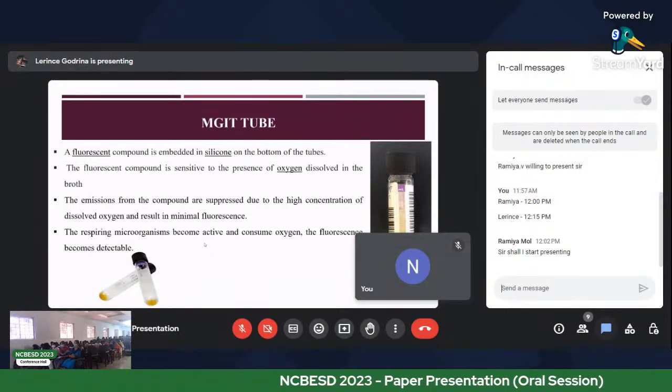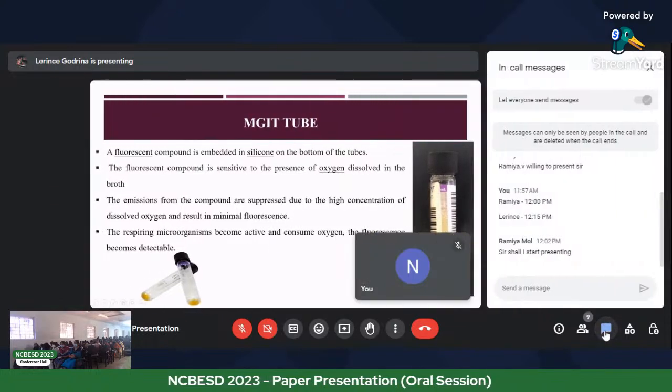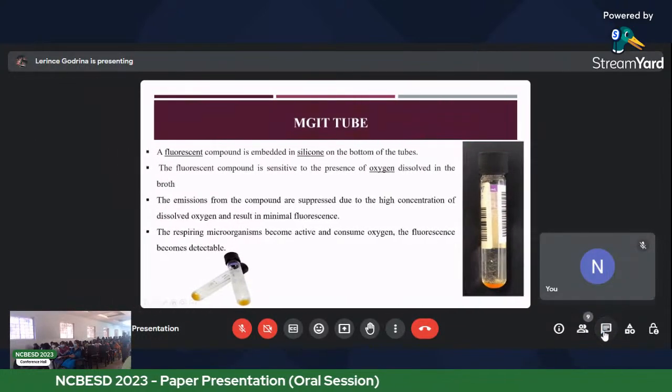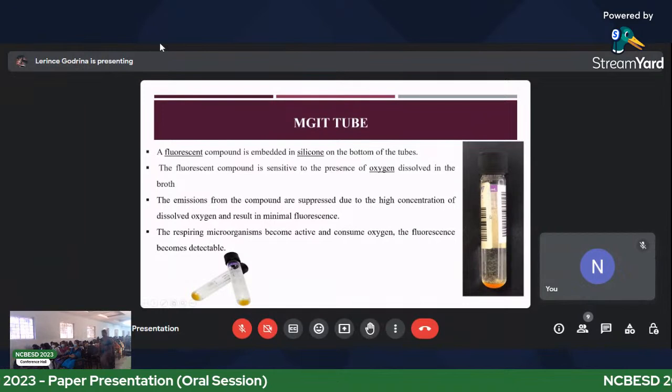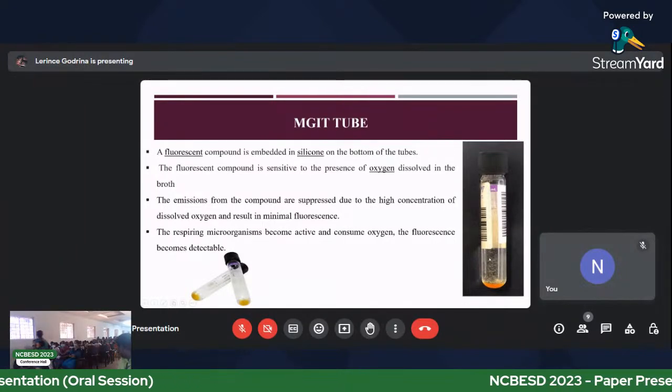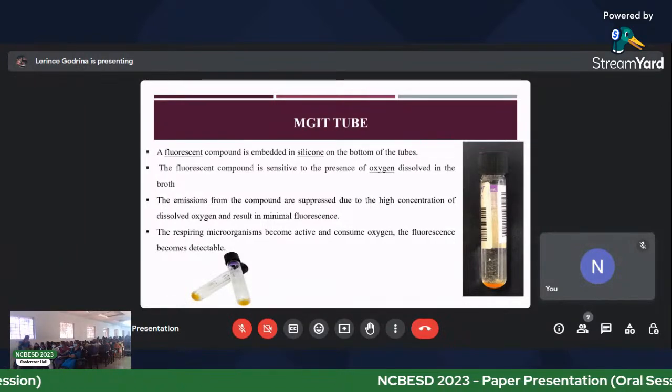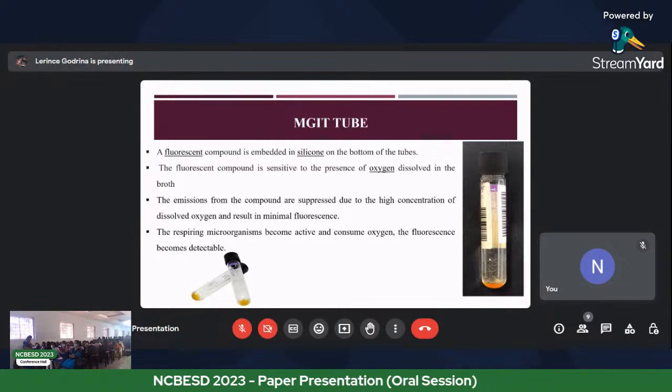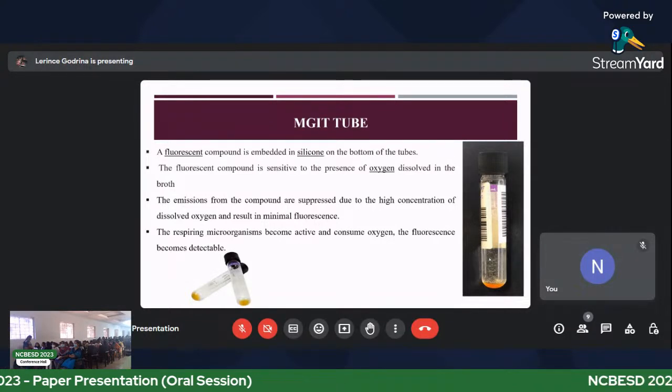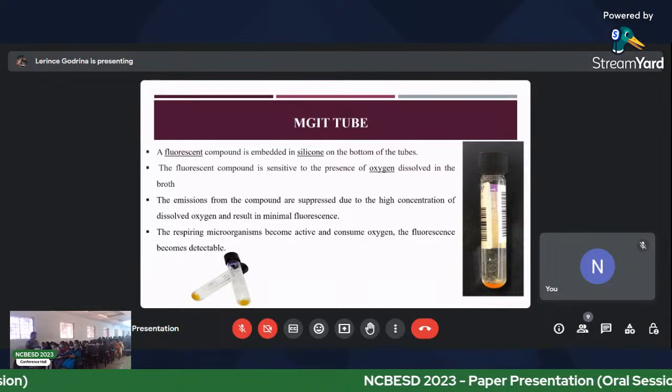This is the MGIT tube in which I've processed. These are the granules grown inside after 7 to 8 days. A fluorescent compound is embedded in the silicon at the bottom of the tube, and oxygen is dissolved in the broth. The more oxygen is consumed by the bacteria, the more fluorescence is detected.